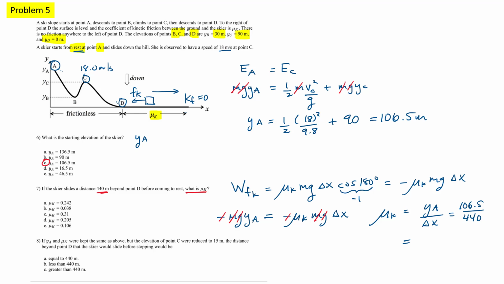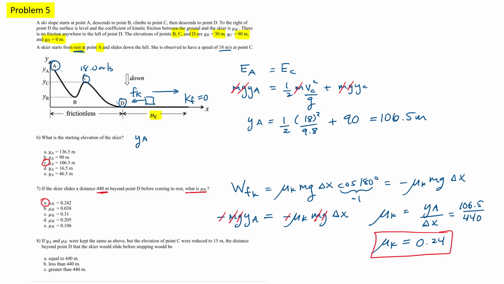That gives me a coefficient of kinetic friction of roughly 0.24. That corresponds there to roughly choice A, which I think is maybe the best choice for this. Again, there are many ways to attack this problem. I'm just doing it by looking at how much energy I'm going to lose in this process. I'm going to lose all of my gravitational potential energy, and I lose that to work done by friction.